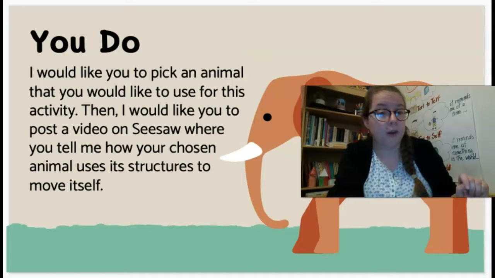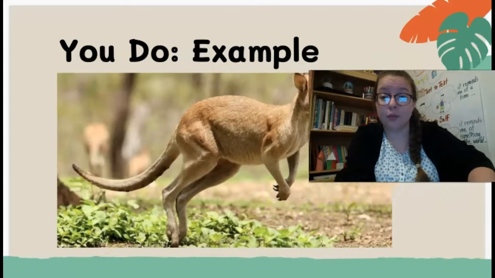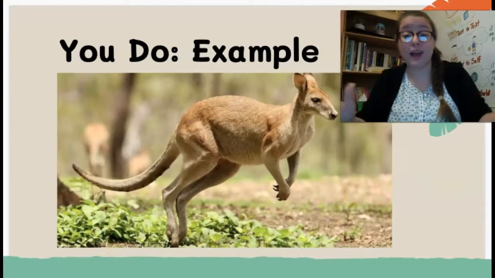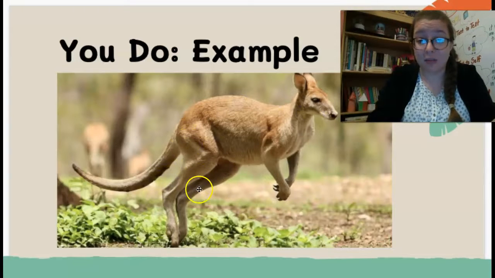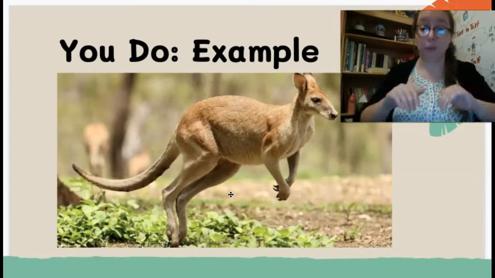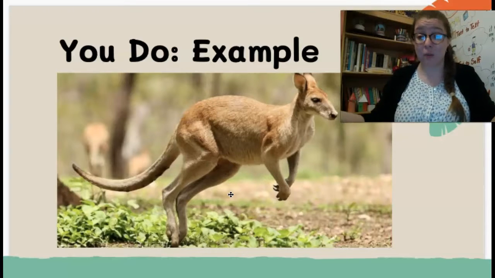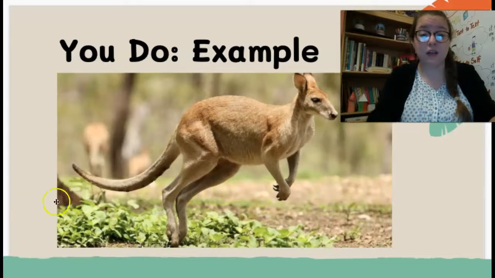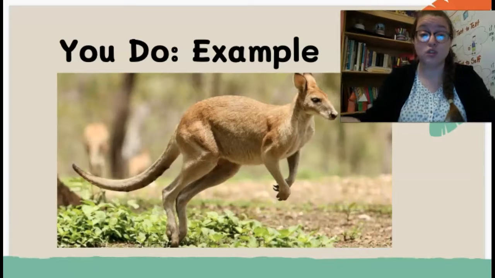So for example, I already picked one of my favorite animals, and that is a kangaroo. It's one of my favorite animals. And one structure that a kangaroo uses that's unique to it are its hind legs. Now its hind legs have really big muscles which allow it to bounce from one place to another. And that is unique to the kangaroo. So the structure it uses are its back legs, and that's how it moves around. It also uses its tail to help balance it as it's moving. So that's how a kangaroo uses its structures to move.